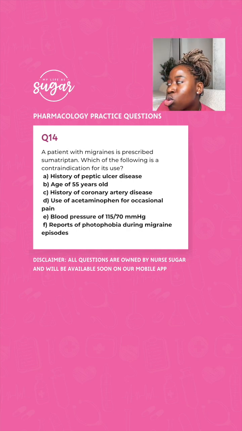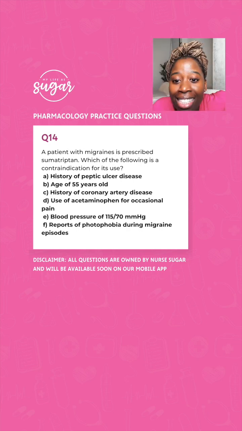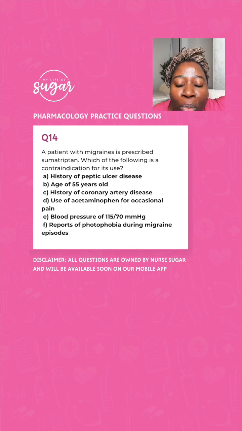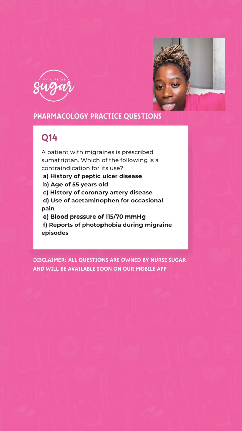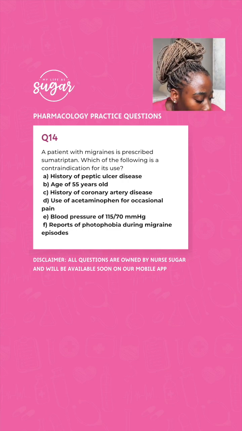Okay, I love that. I get that you guys are saying C. I get it, but I want to ask a question. What could happen to a patient who takes sumatriptan and has a history of CAD? It can cause coronary artery vasospasm.